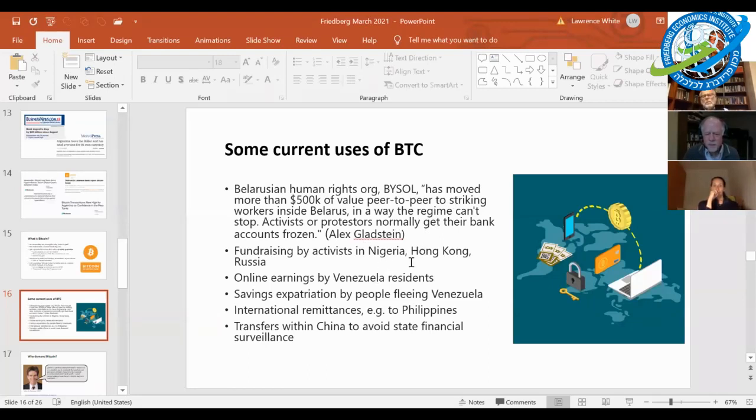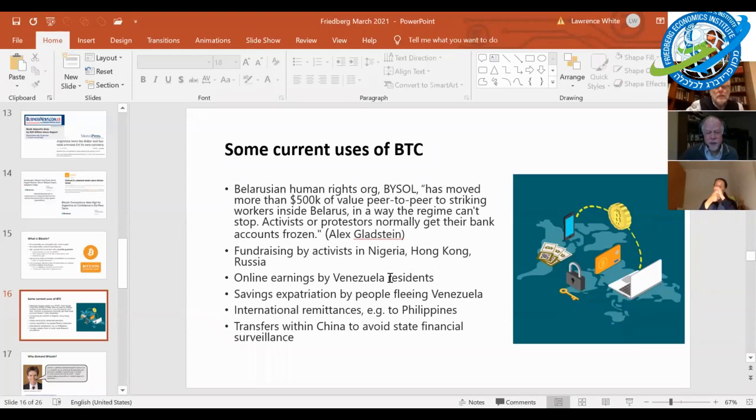In Venezuela, people are selling their services online, people like editors and artists, and getting paid in Bitcoin because it's easy to receive online. And then in order to buy groceries, they have to sell the Bitcoin locally, but there are black markets in which they can do that, selling it for either US dollars or bolivars to buy groceries.